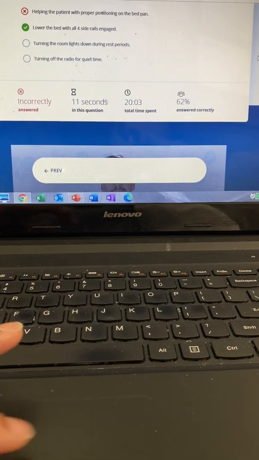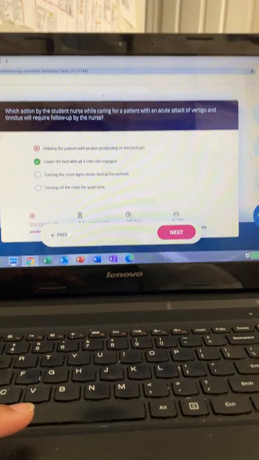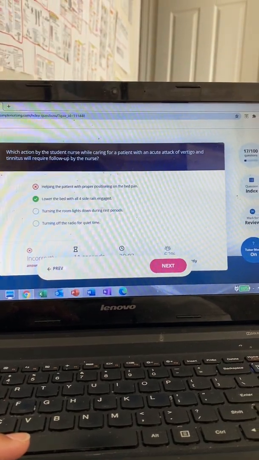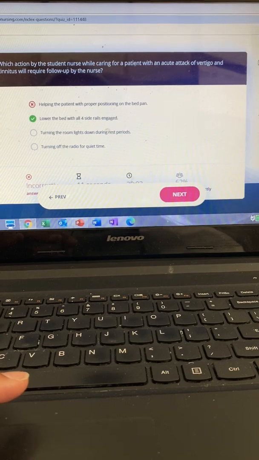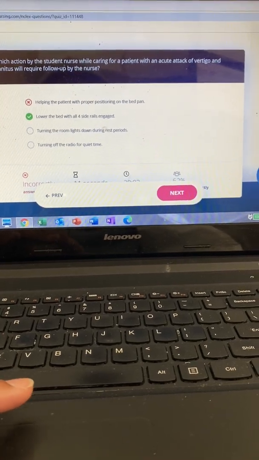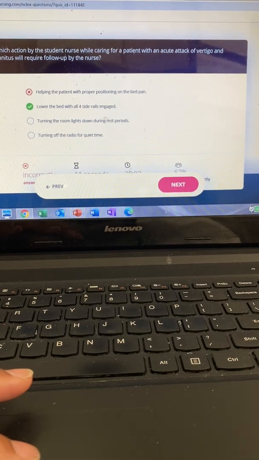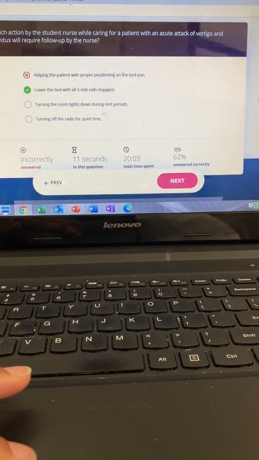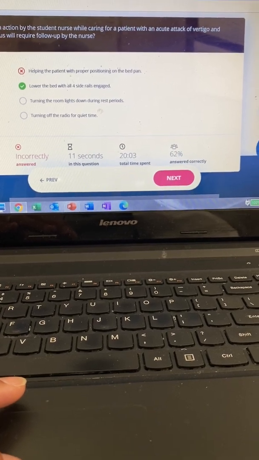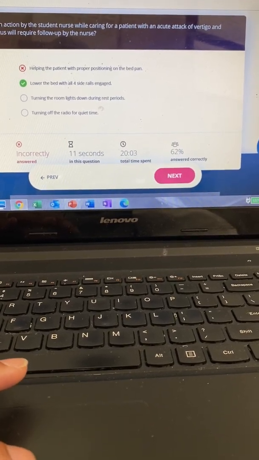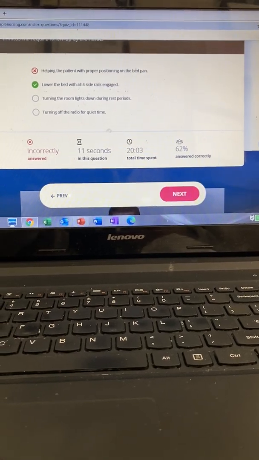Now, using our 3 steps, let's break this down. This question's asking which action needs correcting for the key problem: the student nurse caring for a patient with vertigo and tinnitus, basically that ringing in the ear. So guys, the first thing I'm thinking about before we look at the options is vertigo is dizziness, so a big risk for falling. So the solution we're looking for are inappropriate actions for this patient. So guys, we're basically looking for the wrong actions here.